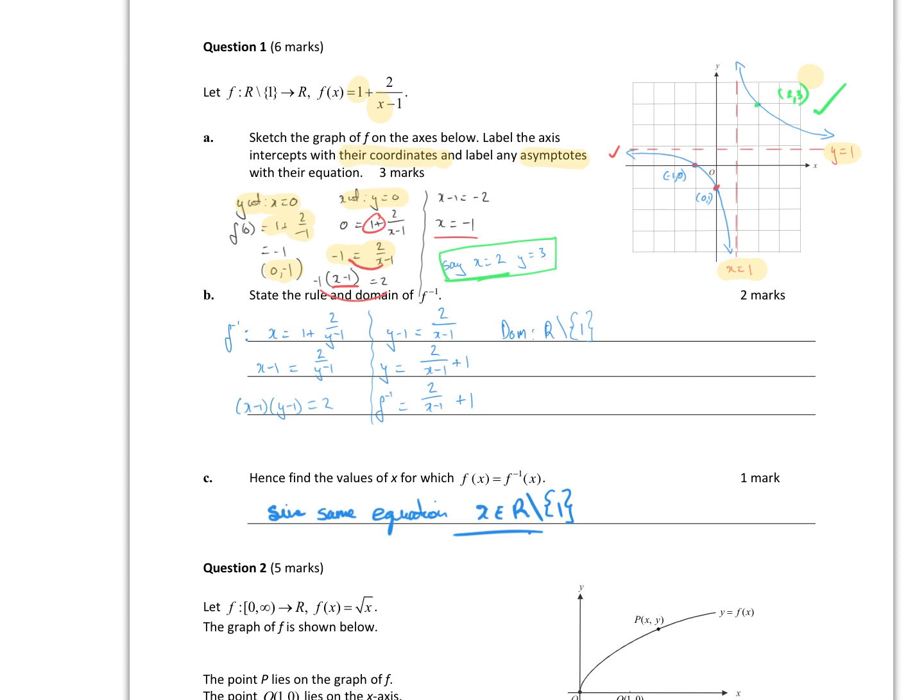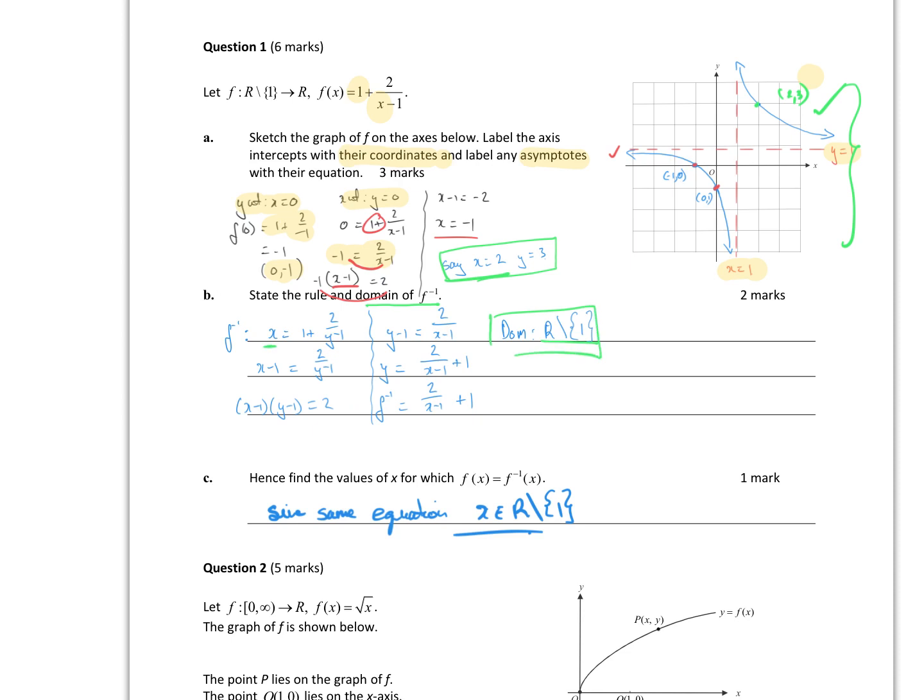State the rule and domain of the inverse function. Okay, so we've got the actual function here. The domain of the inverse we can do straight away because that's the range of the original, isn't it? And the range of the original is R except for 1. There's my range, the y values. So that's where that comes in.